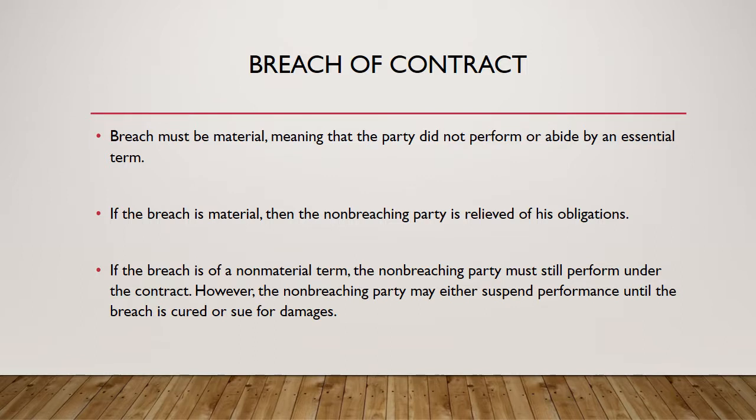But if the breach was a non-material breach, then the non-breaching party, the painter, would still have to perform under the contract. So if the breach was that the payment was supposed to be made in cash and the homeowner provides a money order, which is as good as cash, then that's not going to be a material breach of the terms. The painter is still being paid, and so in that instance, the painter would still be obligated to paint the outside of the home.